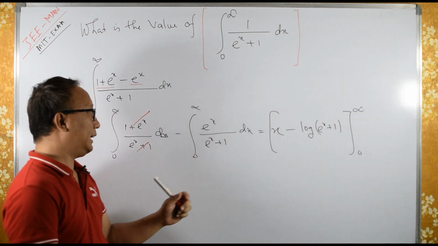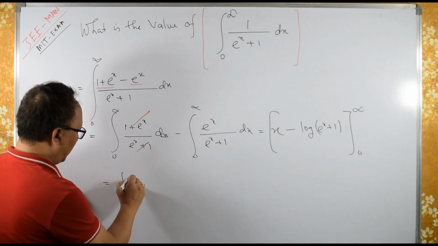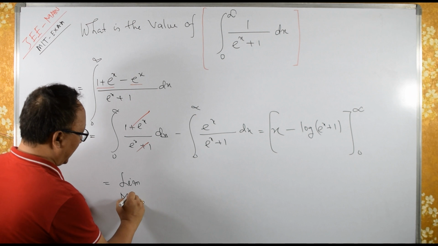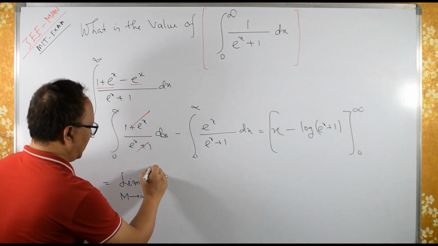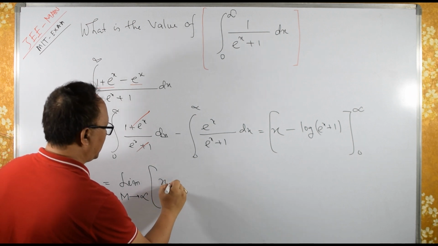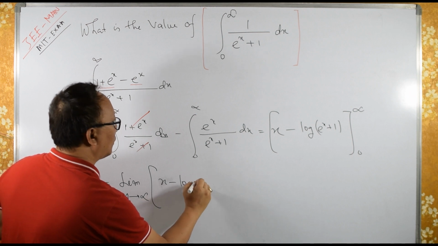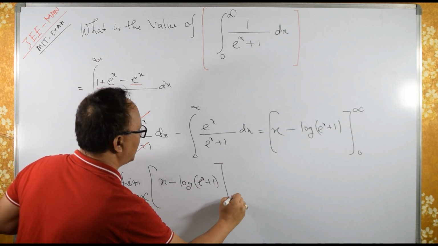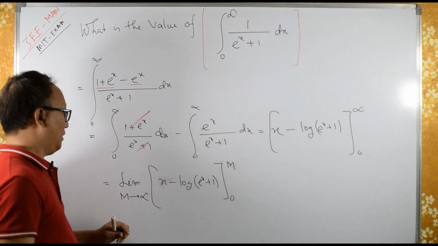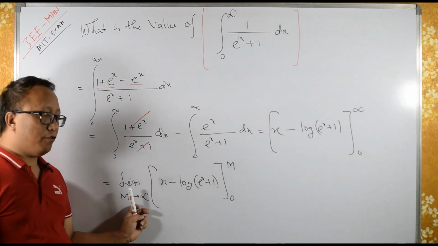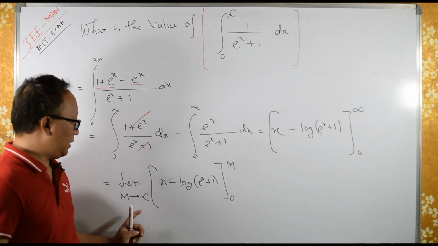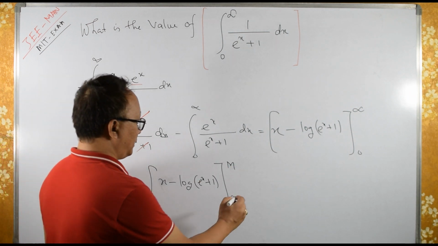Now, can I write it like this? This is the same as the limit, let's say some m, where m tends to infinity, of x minus log of e raised to x plus 1, and the limit is from 0 to m. So I am defining an m over here where m tends to infinity, therefore this is the same as this. So now let's substitute upper limit minus lower limit.